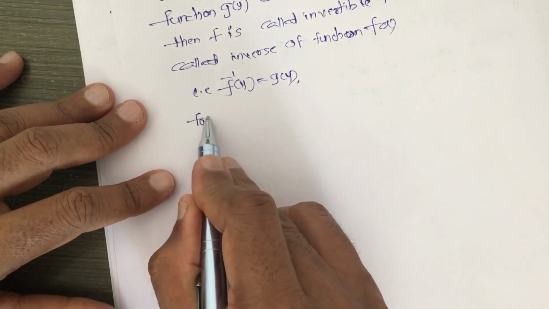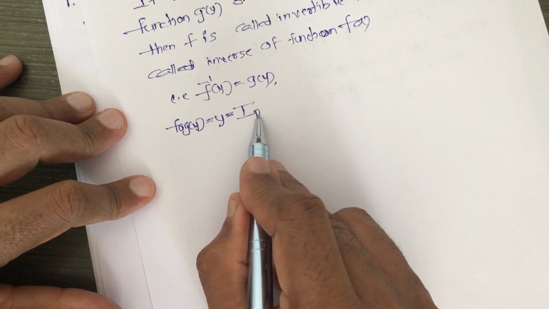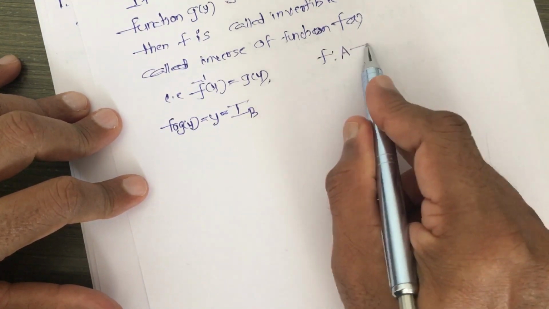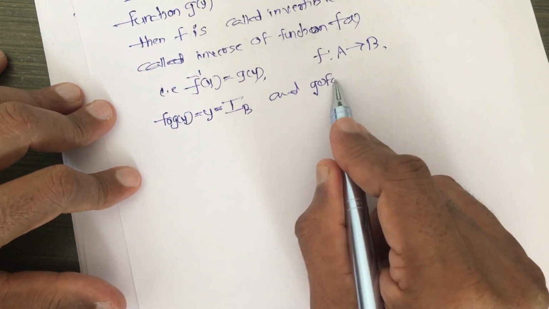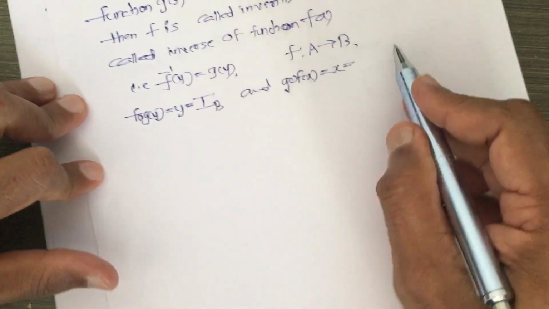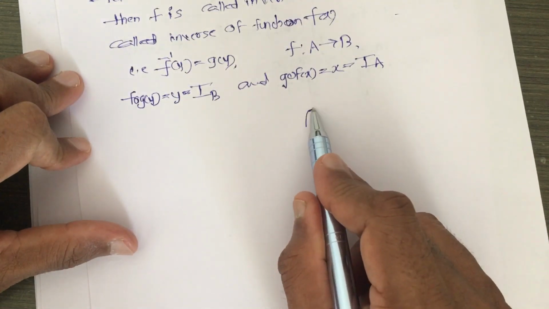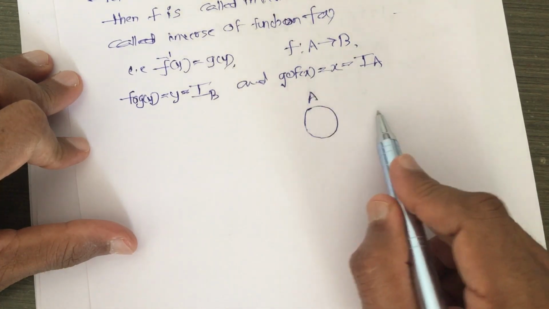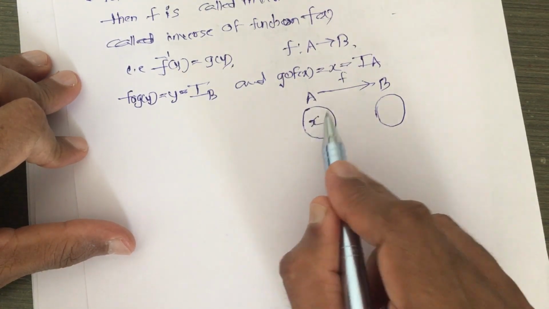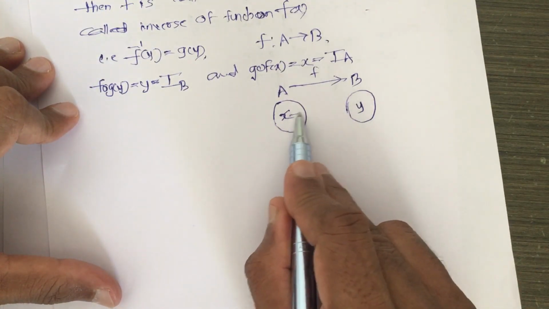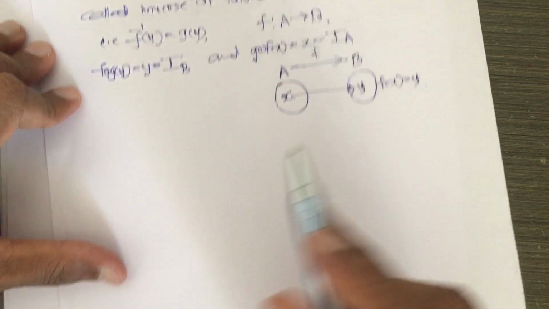That is, f composite g of y is y, and that is I_B. f is a function from A to B, and g composite f of x is equal to x, and that is I_A. Means here we have a function f from set A to set B. x is an element of the set A, y is an element of the set B, y is the image of x, and we write that as f of x equal to y.